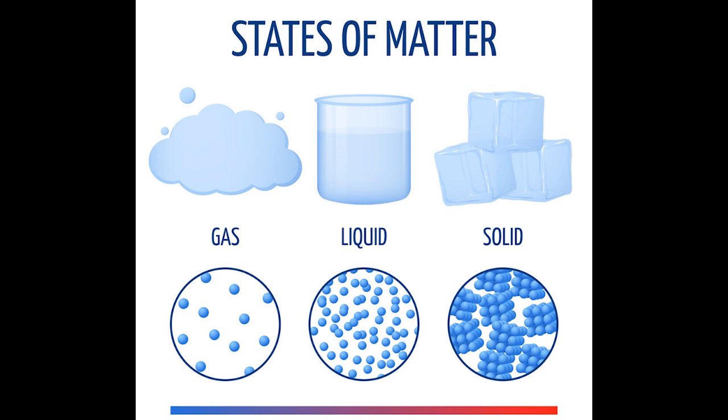Water is a liquid in the oceans. Water in the air can be a gas. The state or phase of matter is due to the movement of its particles and how they are arranged.